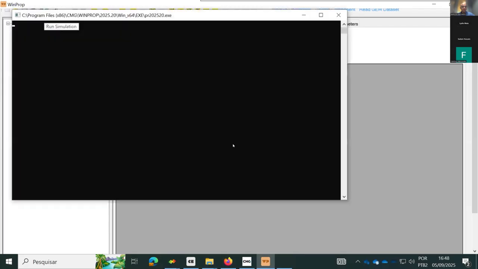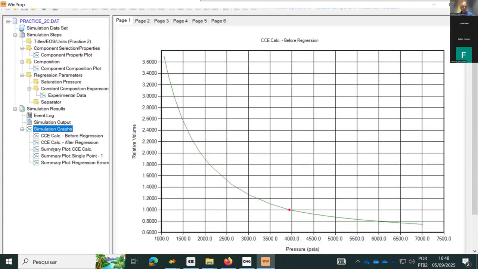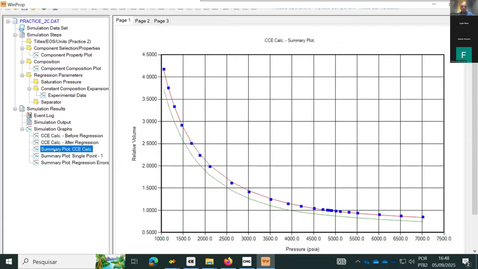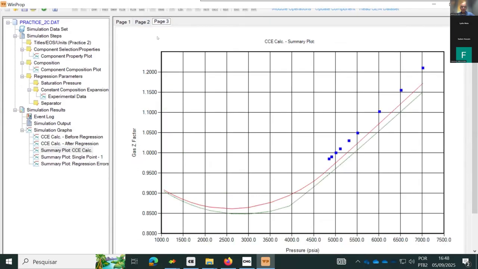Save and run. We can see the graphs. I like to see the summary plots. Oh, it seems much better than before. Before is represented by the green curve, and now the final curve is in red. This is the relative volume of the gas, okay? The dots are the lab experiment. Another data that we have for the gas, for the CCE, is the Z factor. It seems better. There is a deviation.